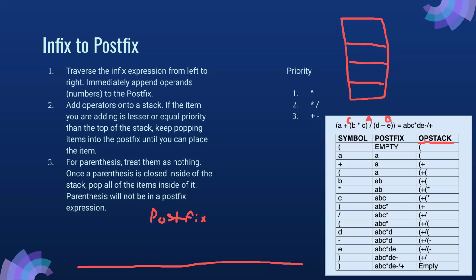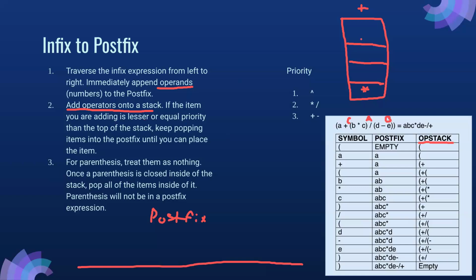So basically, I've tried narrowing it down to 3 steps. Traverse the infix expression from left to right. Operands, which are the numbers or letters, go directly to the postfix. In the case of this problem, I'll get to that in a sec because we actually have a parenthesis right at the start. We add operators onto the stack. If the item that is going in, for example in this case, we'll have a star, a multiplication, and a plus about to get put on top.